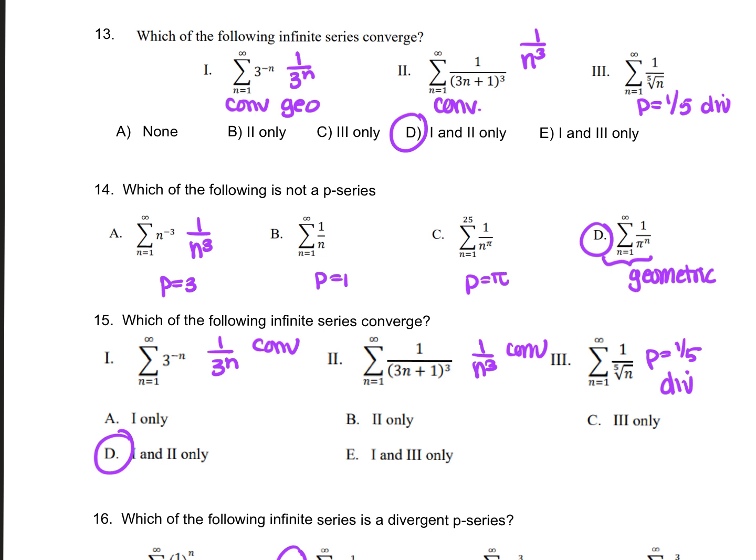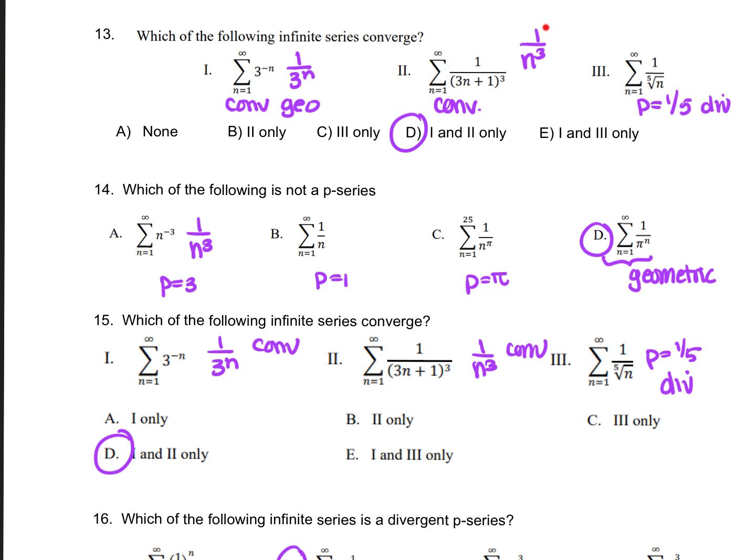And the next set was again still in the P-series, and they asked which one of these infinite series converge. So looking at this, it's got the negative n, so we can bring that down, and now that's geometric. Look at the only variable is in the power. r is 1/3, so this converges.